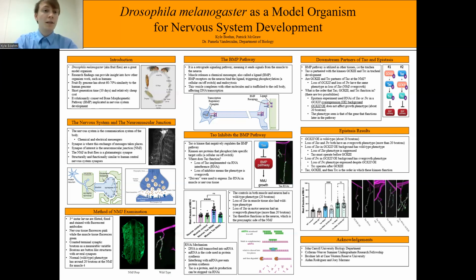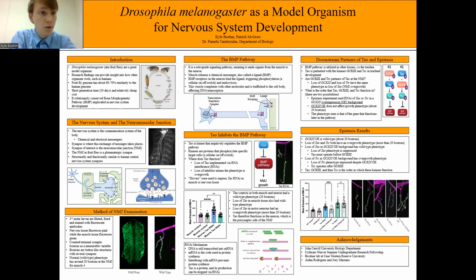Now we know that tau has partners, which are also kinases in different tissues like the trachea, so GCK3 and tricornered. So we wanted to see if that was also the case at the NMJ. And we did the same exact method. We used RNAi, and we saw the same exact phenotype as loss of tau, which implicates that they are, yes, partners of tau at the NMJ.